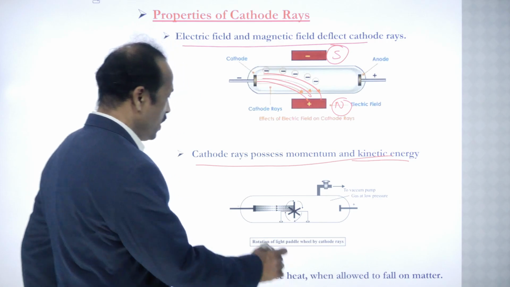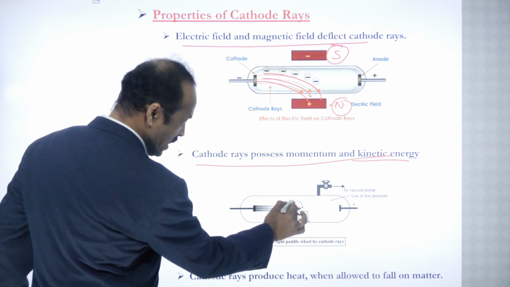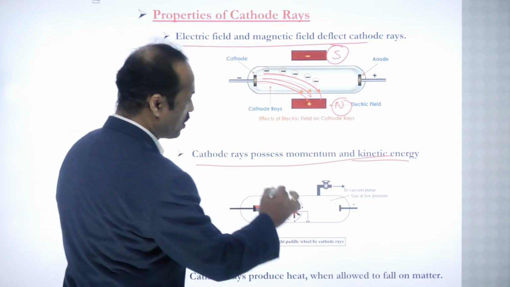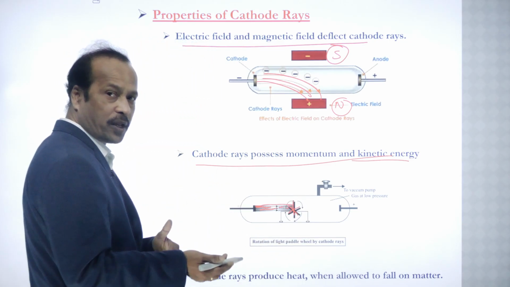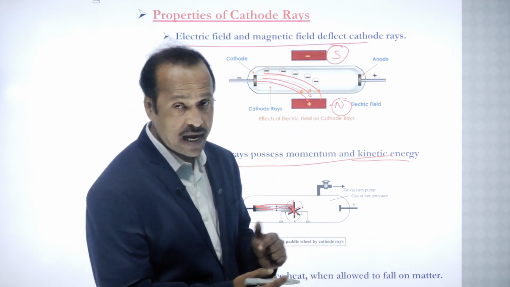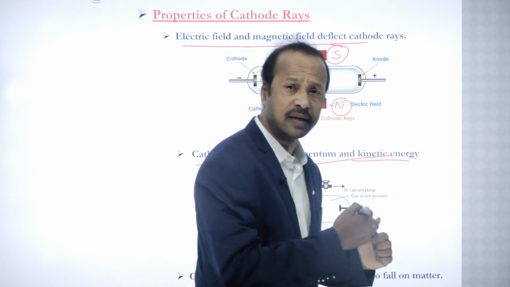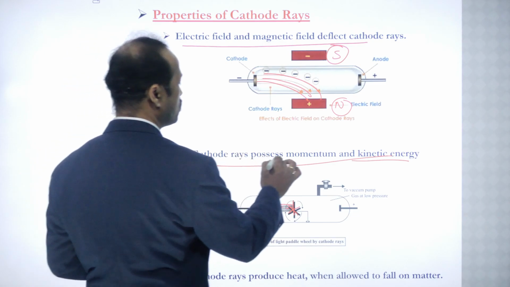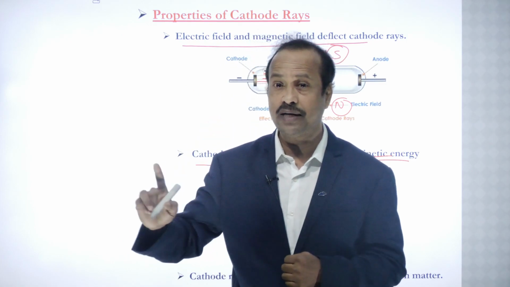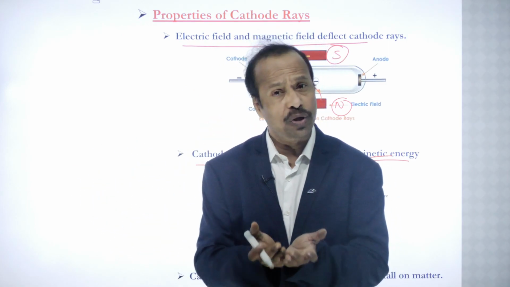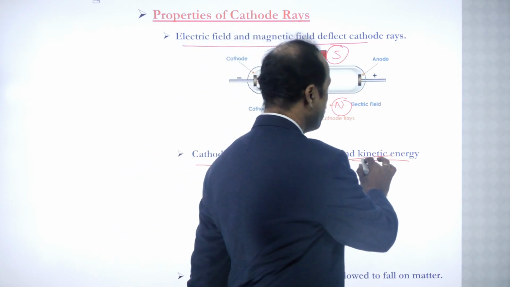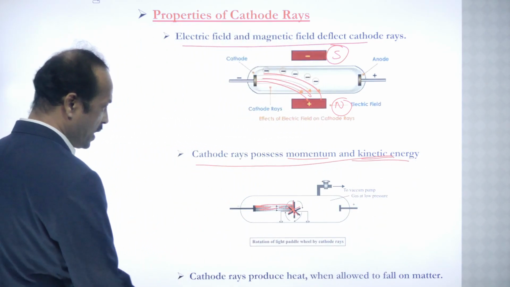But if we place one small wheel in the path of the cathode rays, can you see the wheel here? When the cathode rays strike this wheel, the wheel starts rotating. This means the cathode rays are making the wheel rotate, so they are producing mechanical energy. In other terms, cathode rays possess momentum. Why momentum? Because the momentum formula is mass times velocity, the product of mass and velocity. You know that these particles have mass and are traveling with some velocity, so they possess momentum and kinetic energy. Now, cathode rays also produce heat, which we already discussed.